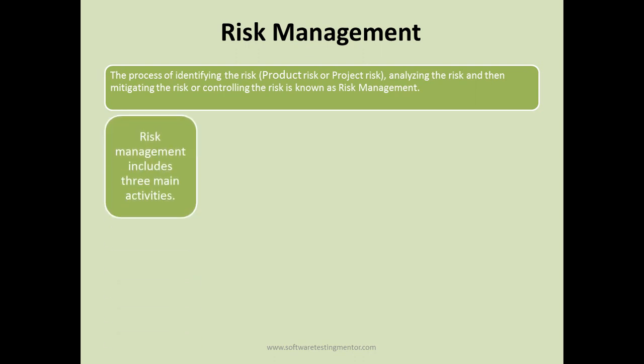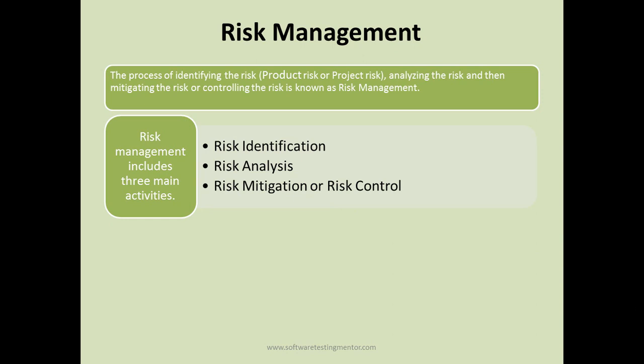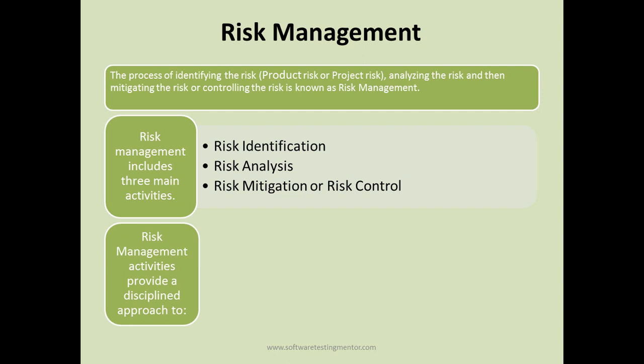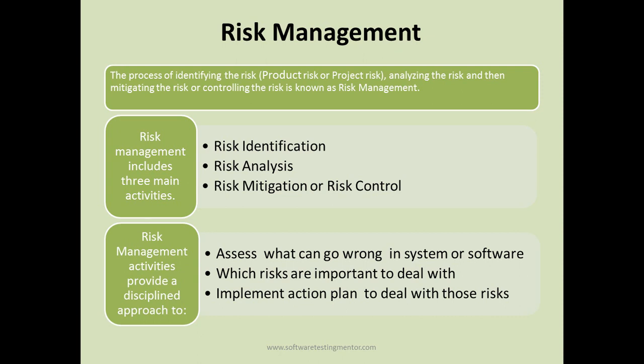Risk management includes three main activities. What are those? Risk identification, risk analysis, and risk mitigation or controlling the risk. These are the three main activities in risk management. Risk management activities provide a disciplined approach to assess what can go wrong in a system or software, which risks are important to deal with, and implement an action plan to deal with those risks. So you assess which are the more important risks to deal with, which are less important, and then after prioritizing the risks, you implement an action plan to deal with them.